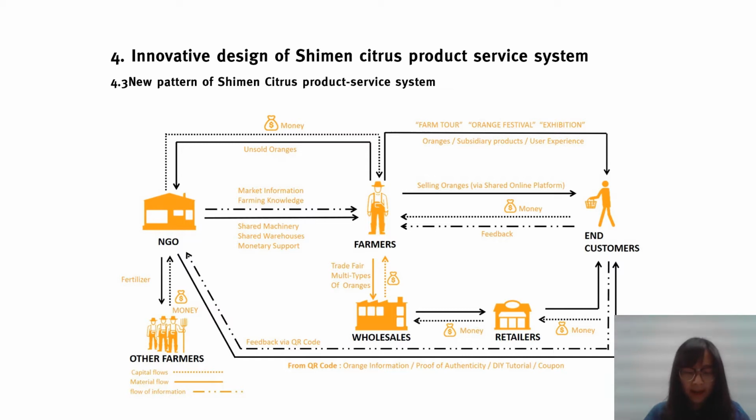4.3. New pattern of Shimen citrus product service system. At the beginning, the government and investors build the brand of Shimen. The NGO assists the government in the development and management of Shimen agriculture and tourism. The NGO provides farmers with scientific knowledge of agriculture and leases production machines and shared warehouses. It organizes farmers' cooperation and unifies production.